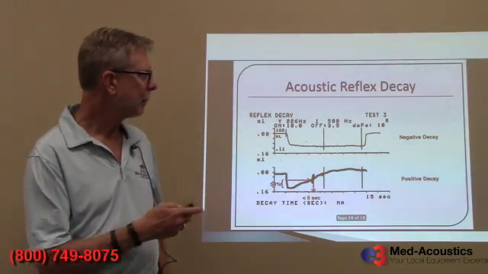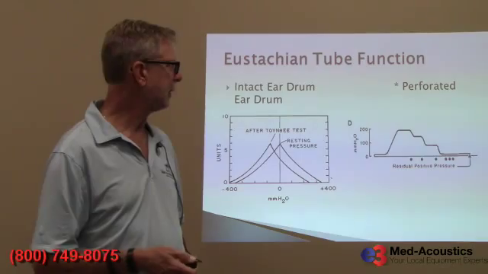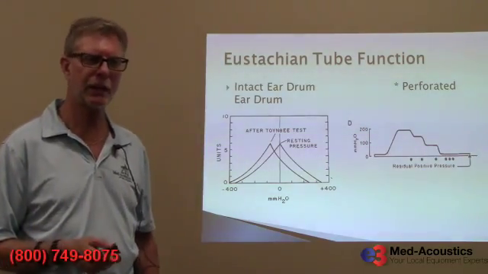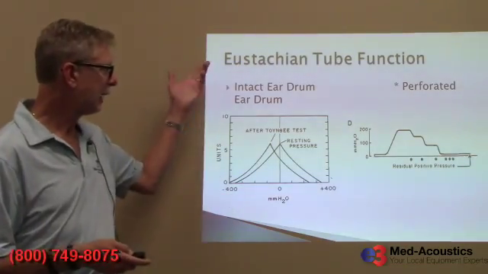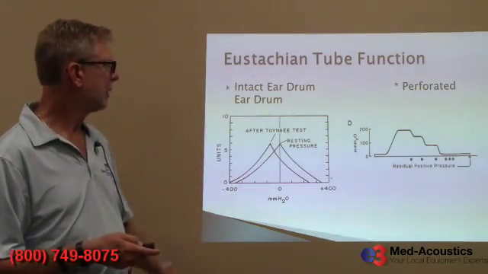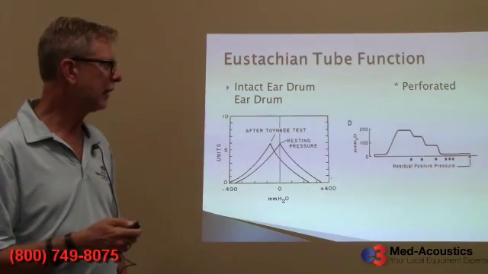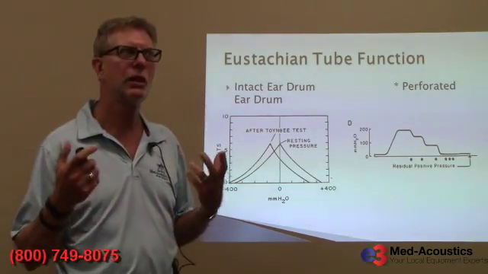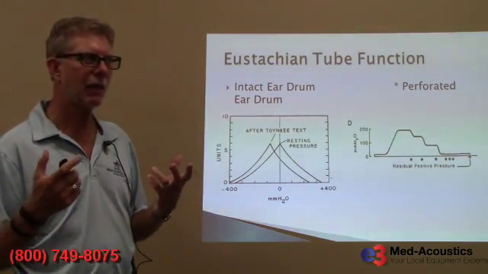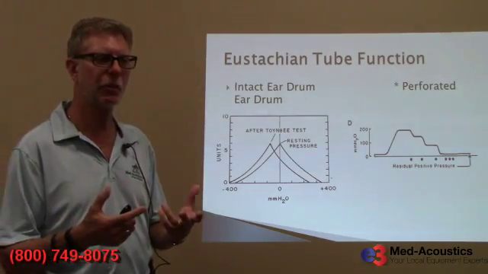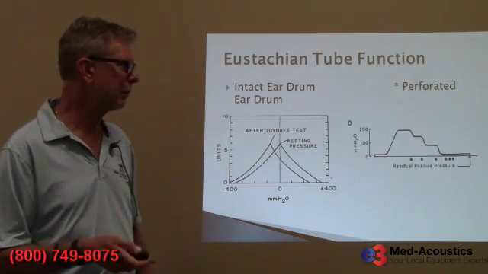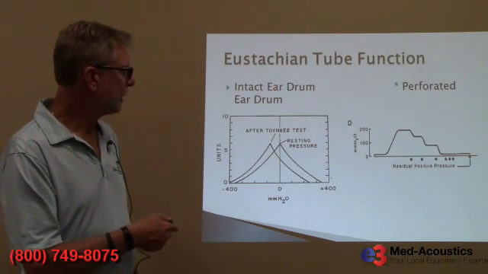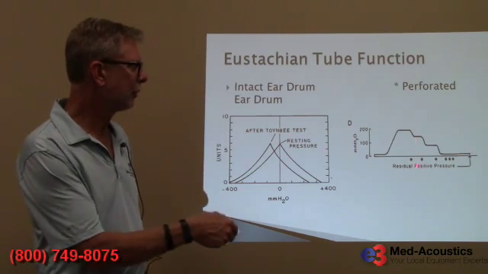Okay? One more thing, this is the last slide, and that is Eustachian tube function. Middle ear analyzers, especially like the new Timstar Pro, they all have Eustachian tube function. Eustachian tube function is a very good way to determine how effective the Eustachian tube is at equalizing the pressure between the outside world and the middle ear. And you can do it with an intact eardrum or a perforated eardrum.